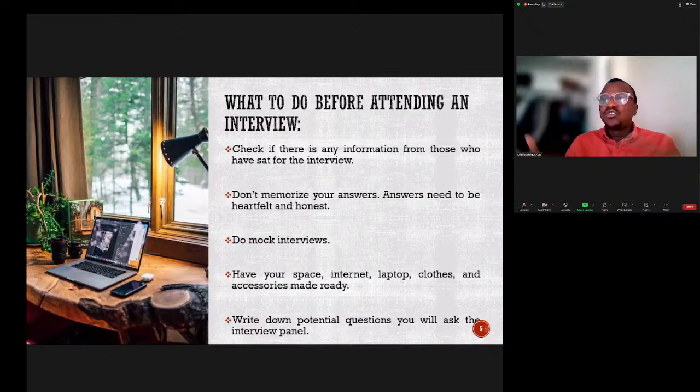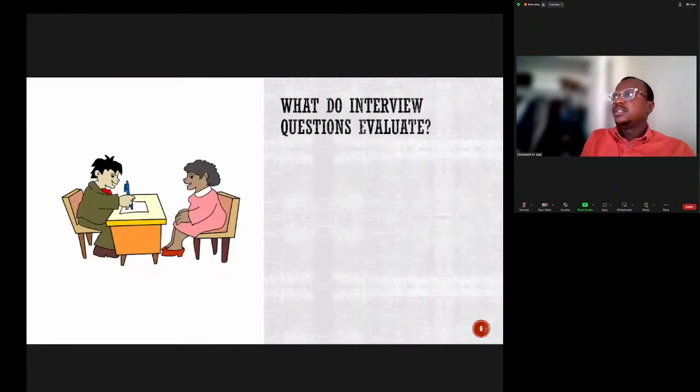Career development. How do they support students for seminars, for conferences? Those are some of the questions you can ask during the interview panel session. So please don't go there with just the mindset that they're going to be asking you questions alone. You want to also prepare your own questions.